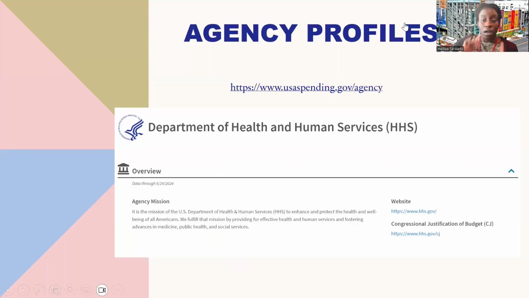So this is just a snapshot of the Department of Health and Human Services. If we don't really necessarily want to do drill downs like that, we just kind of want to get a quick snapshot by agency. The federal government has kindly put together spending profiles for the different federal agencies. So let's go ahead and take a look.